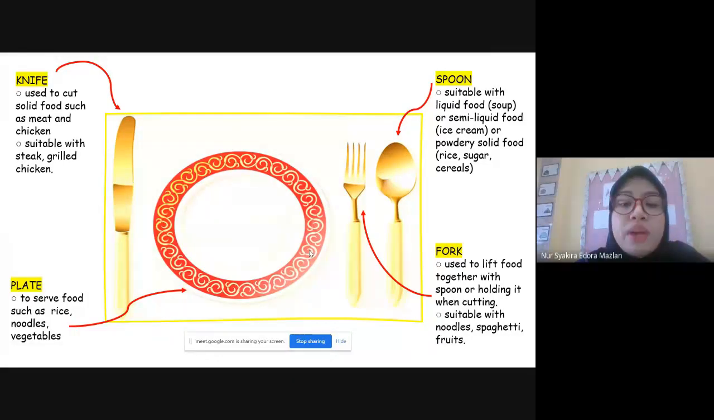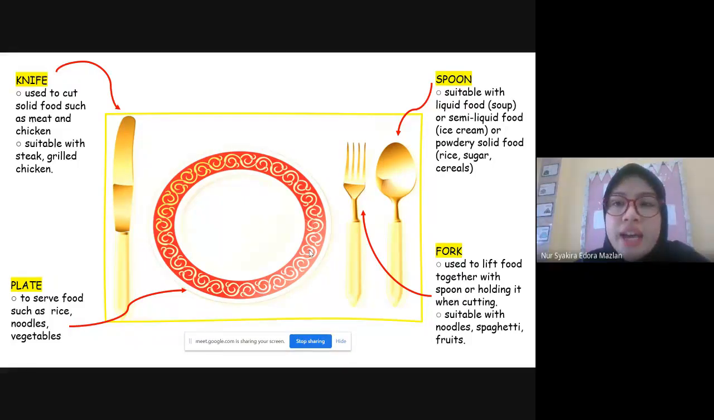Okay? And you may write this in your notebook right now. So you may list out all the examples of tableware because it is very important. After this, you will have an exercise based on what we have learned throughout our class. Okay, if I explain too fast, please tell me.